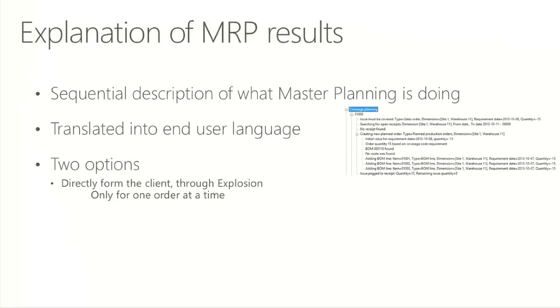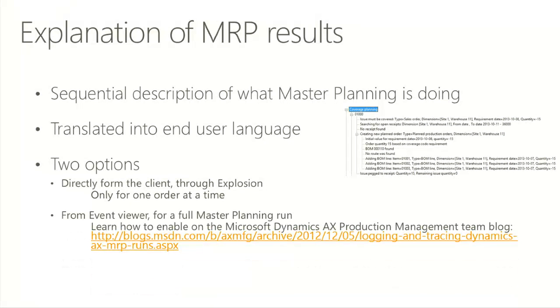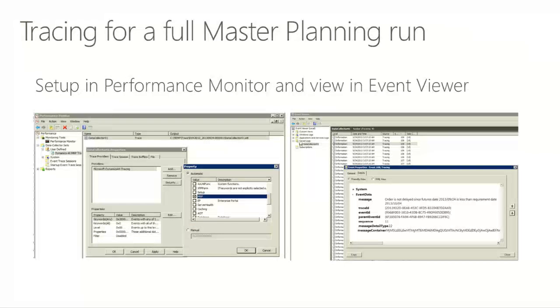As I mentioned, there are 2 options to do this. Either you do it from the Explosion. This works. You don't have to do anything, just check mark it, and it works. But Explosion is done for one order at a time. The other option is to use the event viewer, and then you can do it for a full master planning run. There's a blog here. I expect that you will all get access to this material afterwards, and you can go to that blog and see exactly how that is done. I have one slide here showing the basics of it.